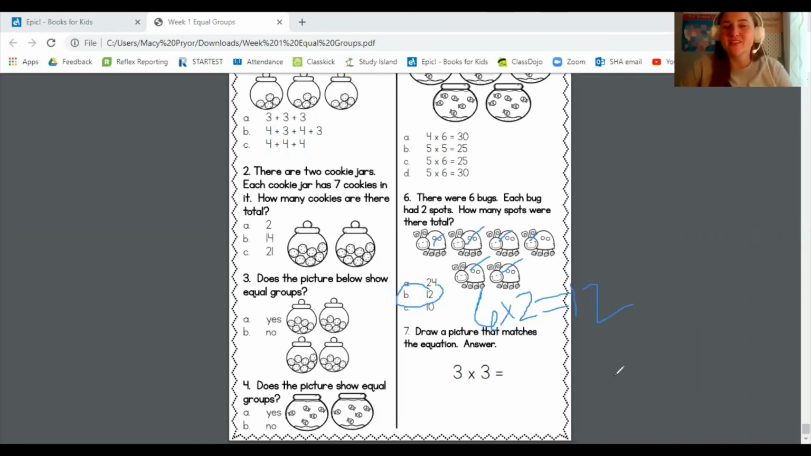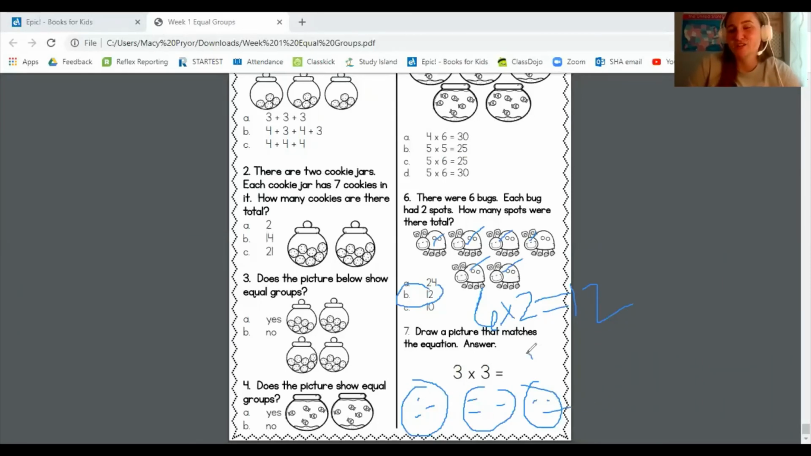All right, number 7 here says draw a picture that matches the equation and answer 3 times 3. So that means 3 groups of 3. And I know that 3 plus 3 is 6, and 6 plus 3 is 9. So 3 times 3 equals 9.